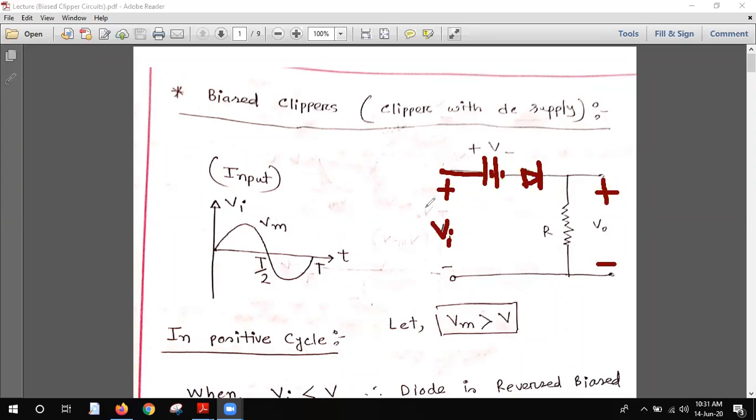So at first you see that this is the input circuit and this is the input voltage. Sinusoidal voltage is the input voltage. It has both a positive cycle and a negative cycle. This is the input waveform, and we have to find out what will be the output waveform. So for that, we have to analyze both the positive cycle and the negative cycle.